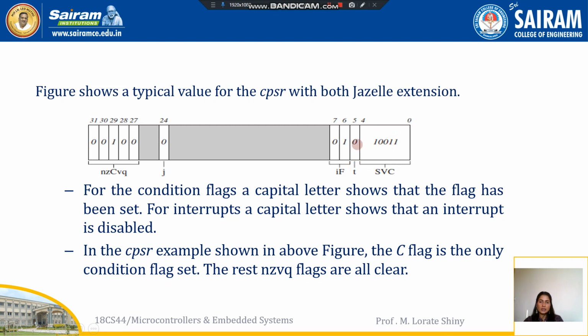Next one is to select the mode of the processor. Thumb, this is T. Thumb is 0, which means Thumb mode is not selected. So we'll see whether Jazelle is selected or ARM mode is selected. For that we have to check the Jazelle bit. The Jazelle bit is the 24th bit. The Jazelle bit is also 0. So here we can see the Jazelle bit as well as the T bit are both 0, which means this processor is in ARM mode.